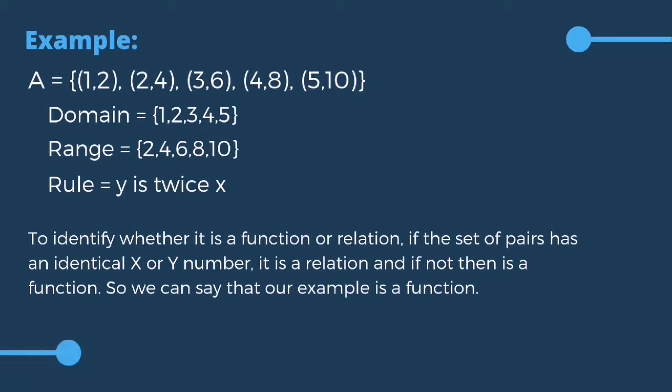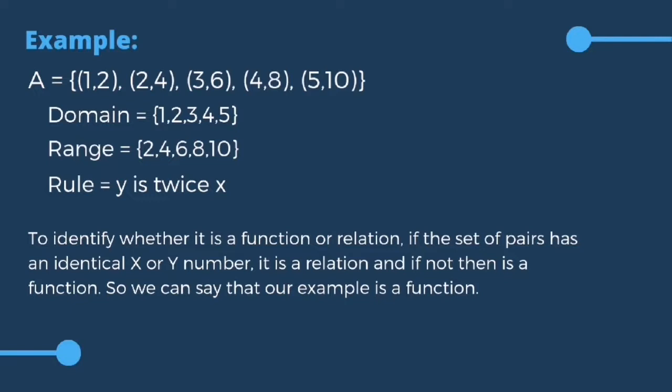Let us take a look at this example right here. Remember that in set of ordered pairs, the first in a pair is the x or the domain. So, the domain for this set is 1, 2, 3, 4, and 5. And the second in the pair is the y or the range. That would mean the range for this set is 2, 4, 6, 8, and 10.